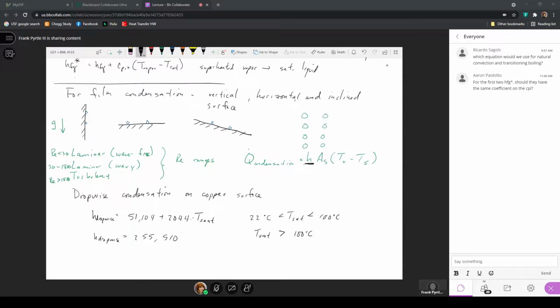If the saturation temperature is above 100 degrees, meaning that the pressure is above 1 atmosphere, we would consider that the dropwise condensation occurring on a copper surface would be described with a heat transfer coefficient of 255,510. Now, that's a really large number, and what that says is I don't need very much temperature difference between the vapor and the surface temperature to get a very high heat transfer rate.